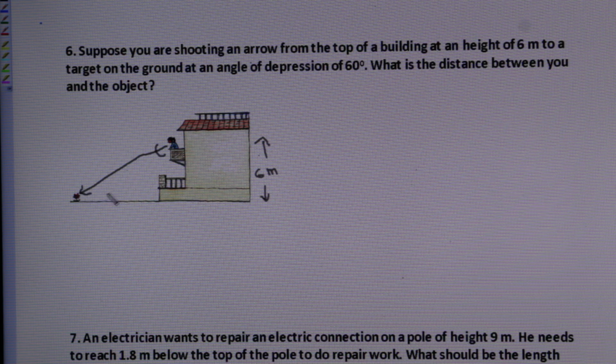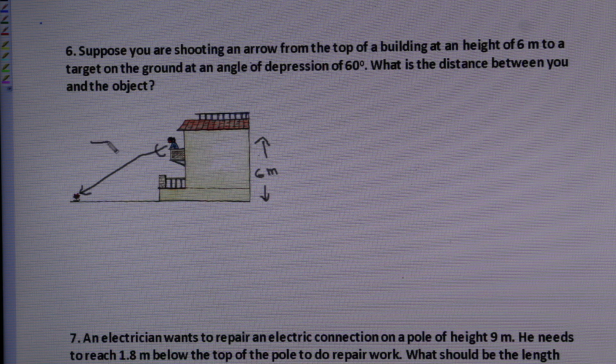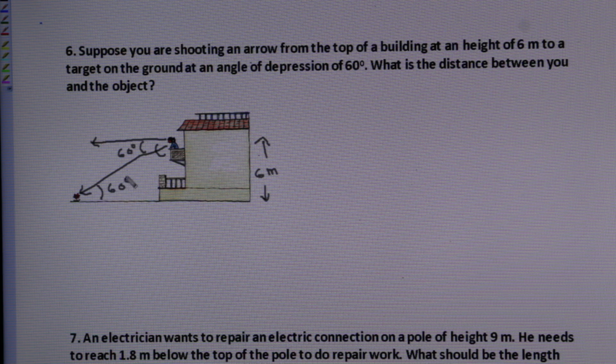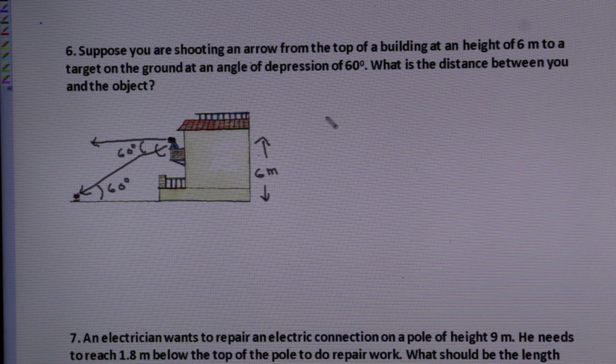Target on the ground at an angle of depression. The angle of depression means you have to draw a normal view. This is the angle of depression, that is 60 degrees. Therefore, this is also 60 degrees, because these two are called alternate angles. Therefore, it forms a right angle triangle. Simply draw the right angle triangle here.